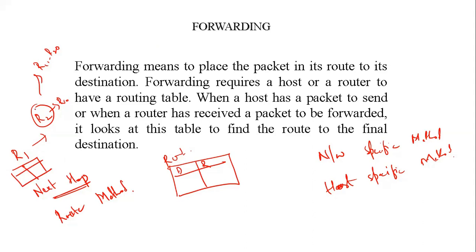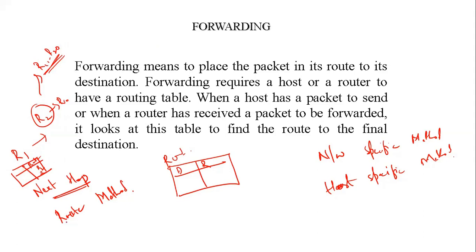Then in the next hop method, R1, the router 1, will contain the routing table where it has the route as R2, R3. That is, it will have only the next hop or the next router. Then again in the routing table of R2, it will have the rest of these routers. Okay, so this is the next hop method. We will have an example in the next slide.